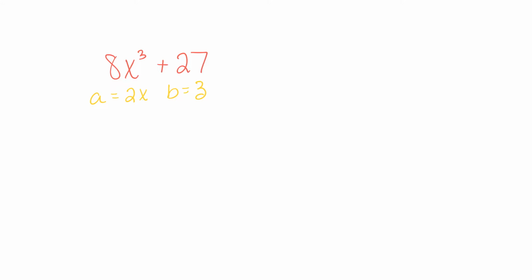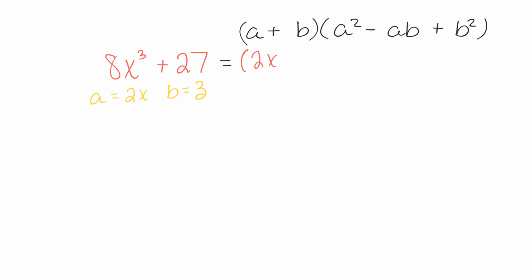Okay, let's see what we got. So again, I'm going to set things up. A, B, A squared, AB, B squared. Same, opposite, plus. Okay, A is 2x, B is 3, so 2x plus 3.